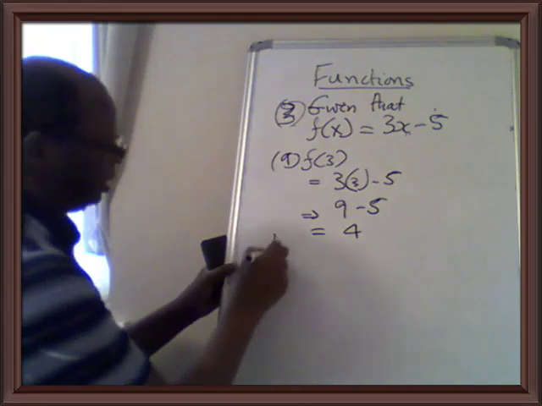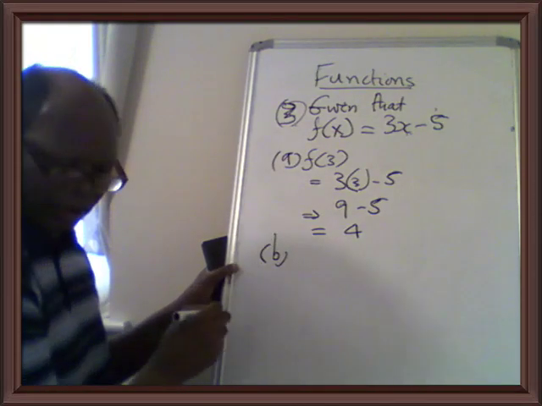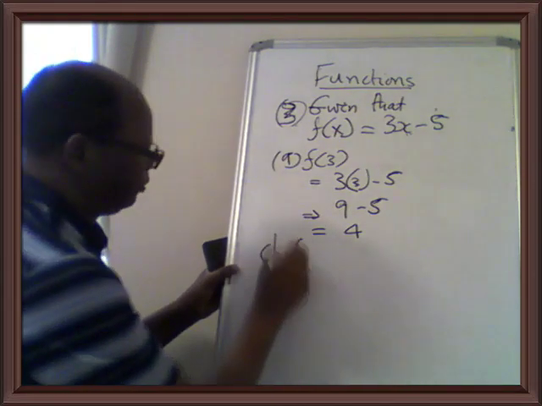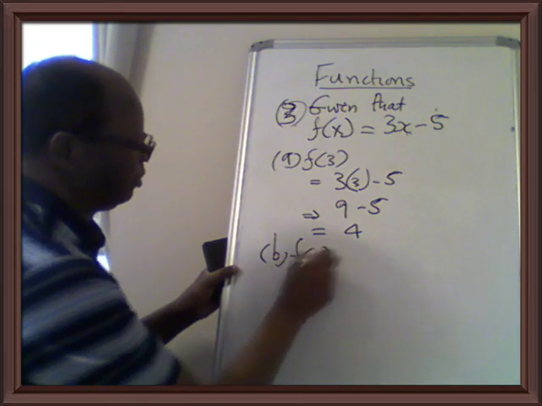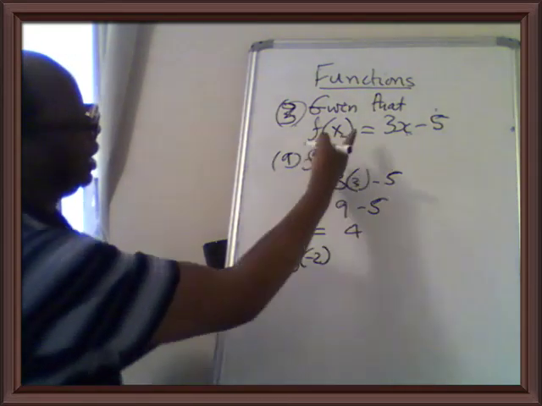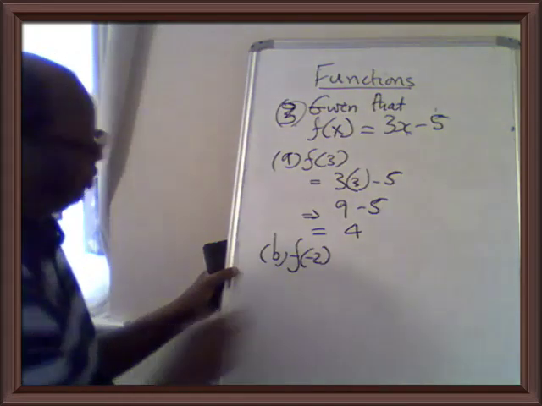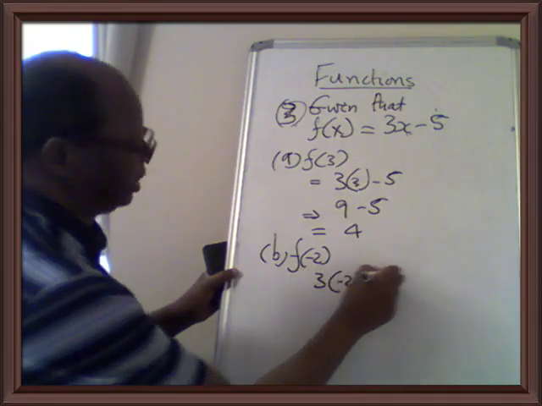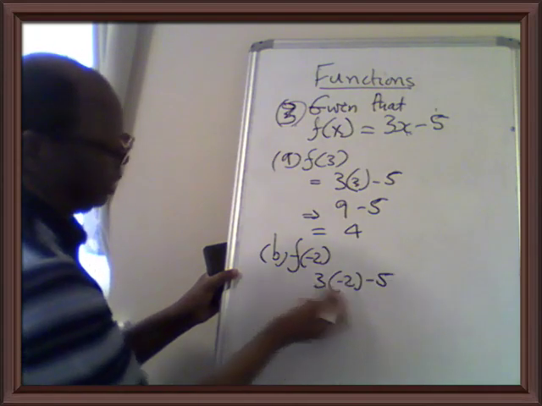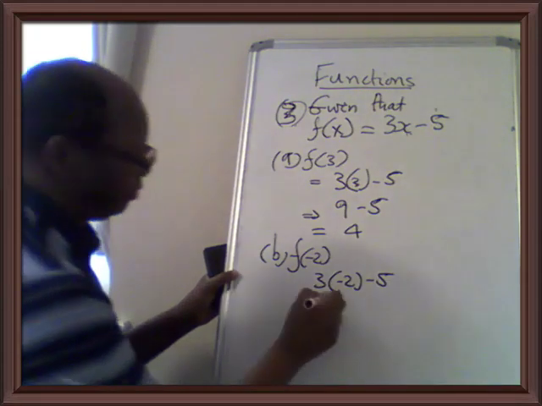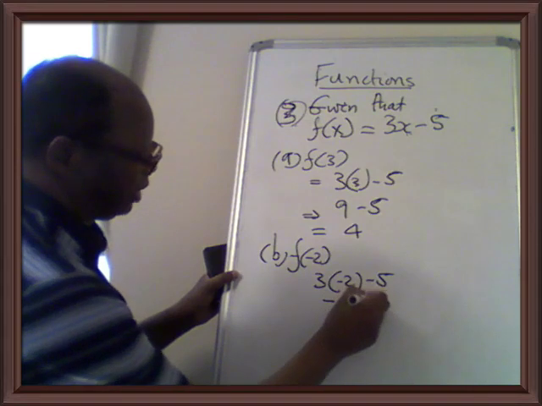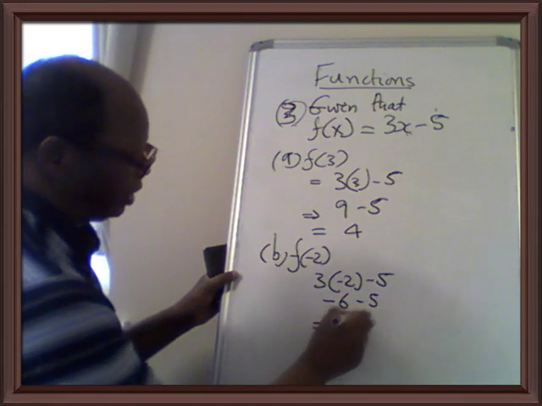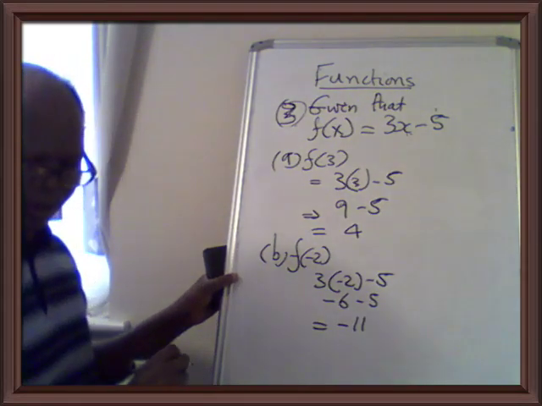B says find f of minus 2. So f of minus 2. Again, wherever there's x, I'm going to put minus 2. So it's going to be 3 bracket minus 2 minus 5. 3 times minus 2 is going to give me minus 6, and minus 5. So the answer should be minus 11.